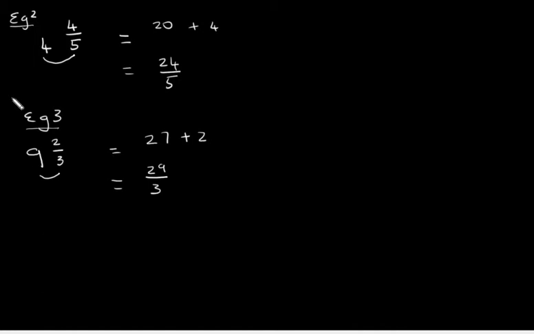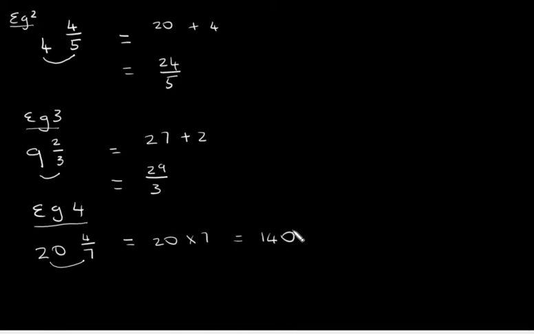Let's do one more. Let's look at 20 and 4/7. What do we need to do? We need to multiply the whole number by the denominator. So 20 times 7 is equal to 140, and then we need to add the numerator, which is 4, and our answer will be 144/7.